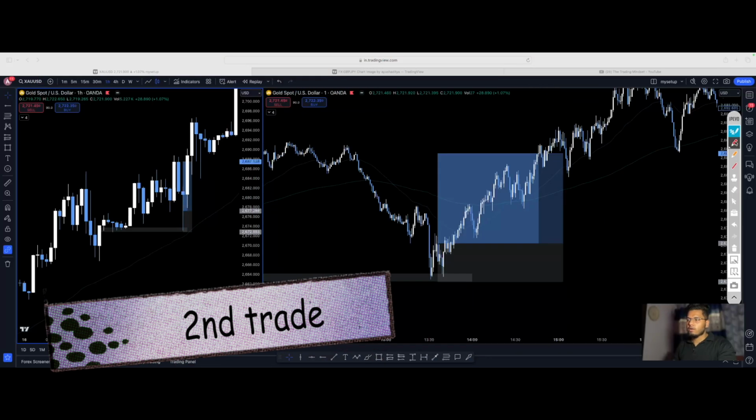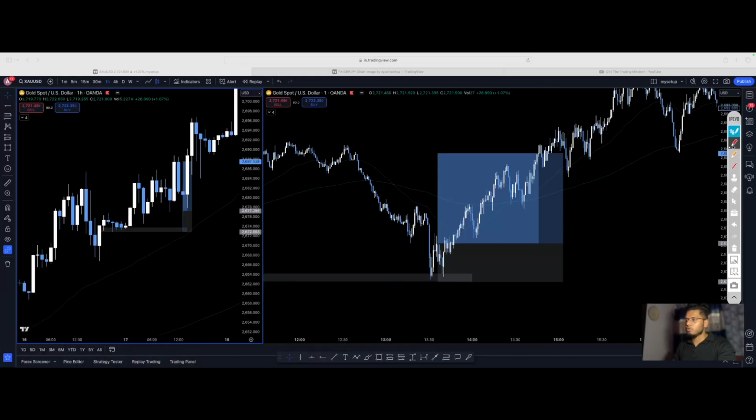So let's look at our second trade, and this trade was in gold. So this was the particular trade, and again this is the 1 hour time frame and this is the 1 minute time frame. But before taking this particular trade, I took one more trade, and that trade was a loss. My entry was over here, my stop loss was over here, and I simply aimed for this target.